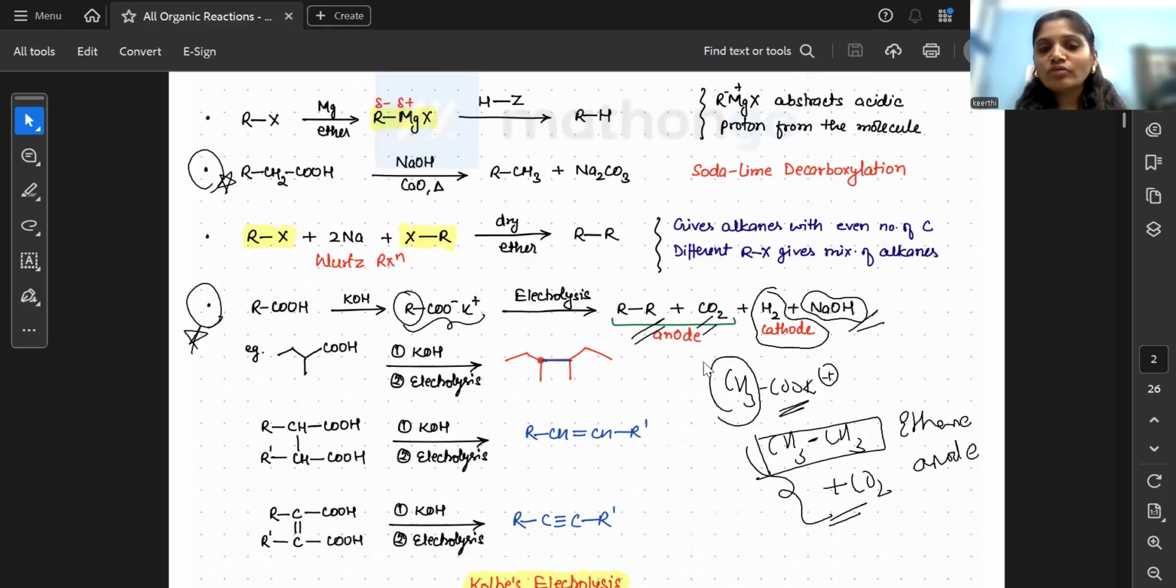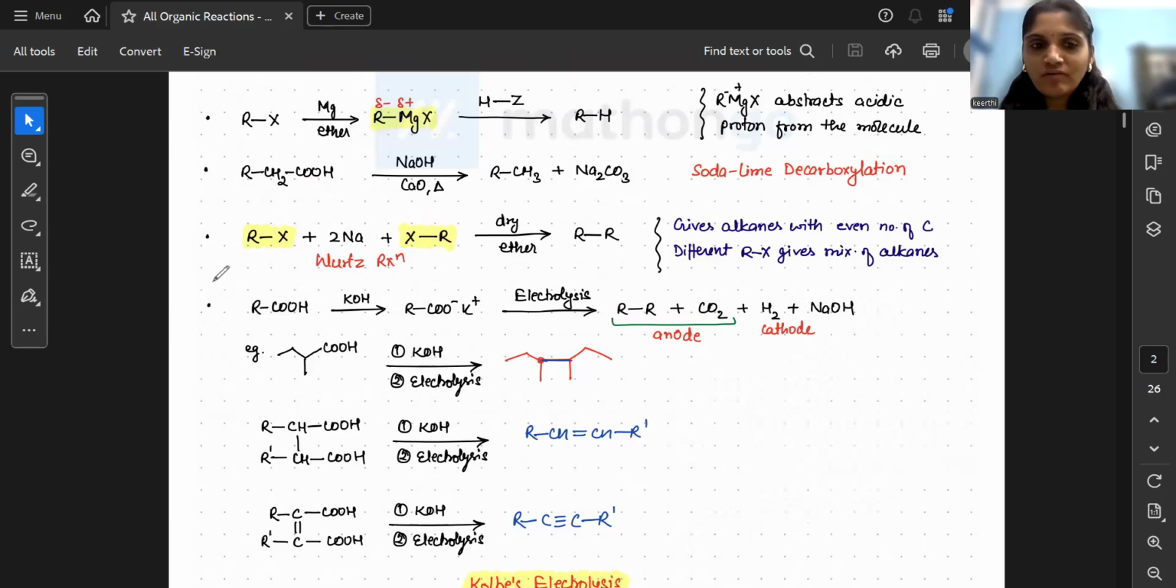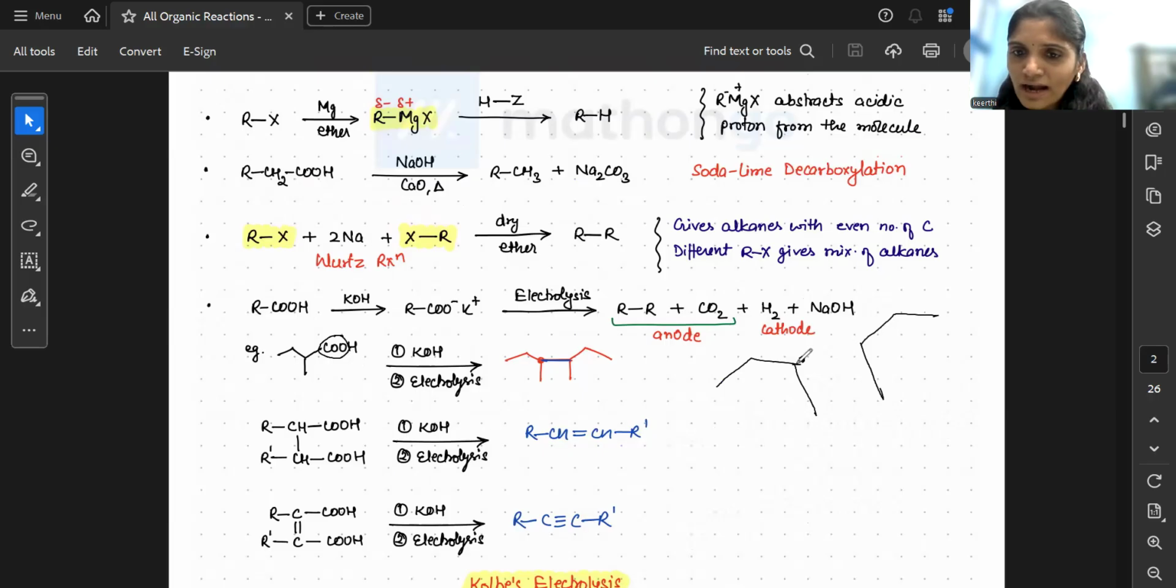Now, how to write the products of Kolbe's electrolysis if given in the exam? Just remove the CO2. If you remove the CO2, what is left here? This reaction actually happens through a free radical mechanism. If I remove CO2, here I will get a radical. Take one more alkyl radical like this and attach these two parts. You get two R groups. The same thing you do here.